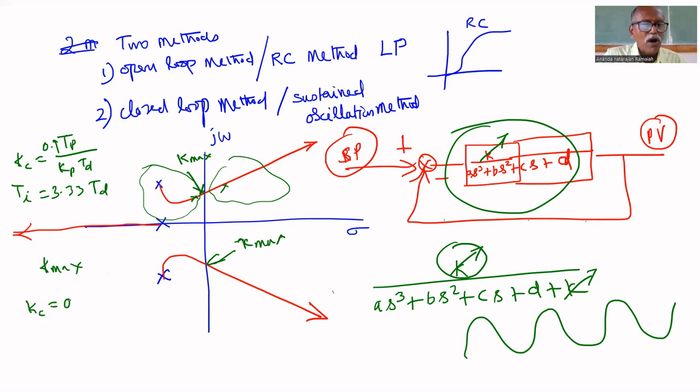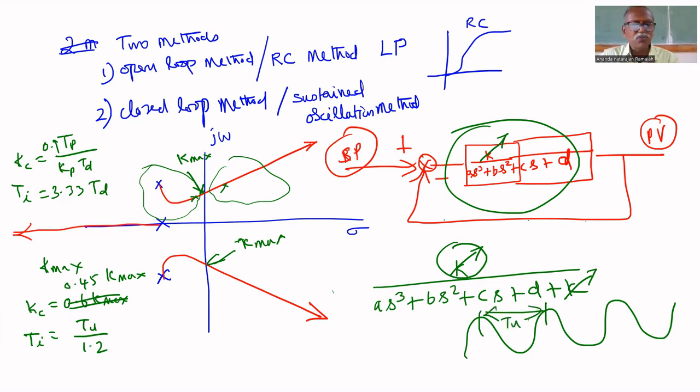Here, if you know Kmax, you can find Kc. Kc equal to 0.6 times Kmax. 0.45 times, sorry. 0.6 is for PID controller. This is 0.45 times Kmax. Only 45% is used as gain. So Ti equal to Tu divided by 1.2. Tu means, it is oscillating, find the period of oscillation. For one oscillation, how much time does it take? That is called Tu. If you know Tu, divide by 1.2, that is Ti.